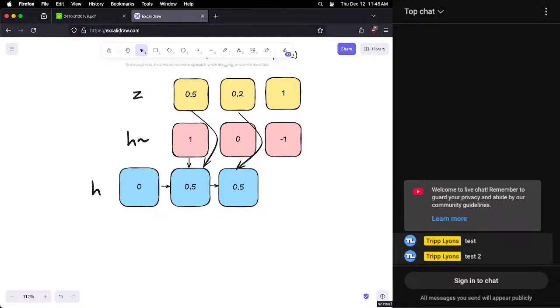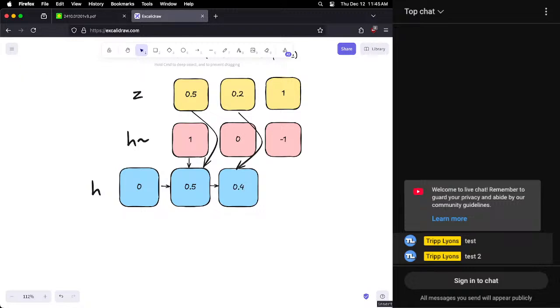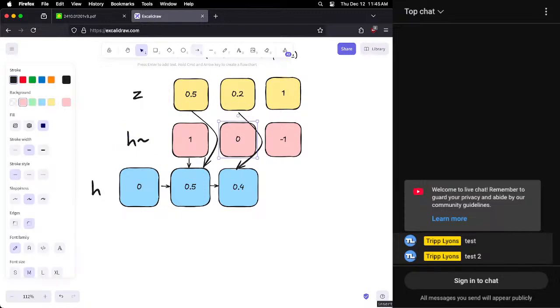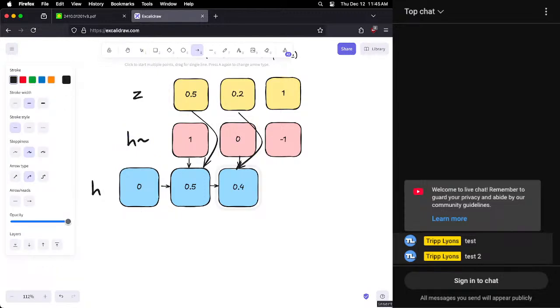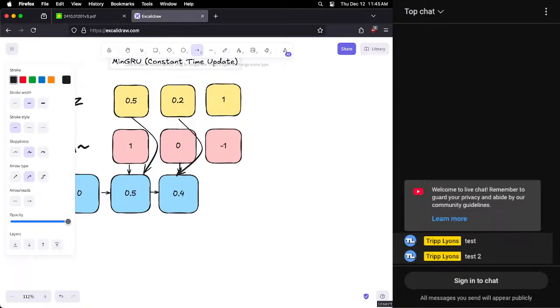Okay, so now we only have 0.2 of this 0, and the rest is 0.8 of the 0.5. So 0.8 of 0.5 is 0.4, and there's no new content here in this h, because it's 0. So this is 0.4, and then we could see how this works.